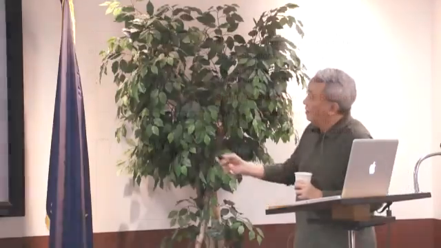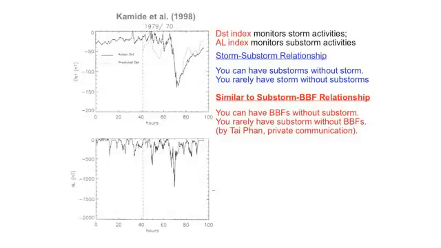I don't suppose I need to use too many magnetogram data to show the DST, which is monitoring the storm activities, and the AL index is the one that is monitoring the substorm activity. What you see here is you have those substorm activities way before the storm kicked in.